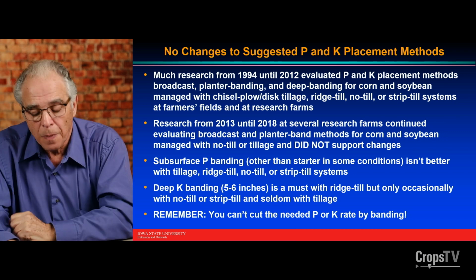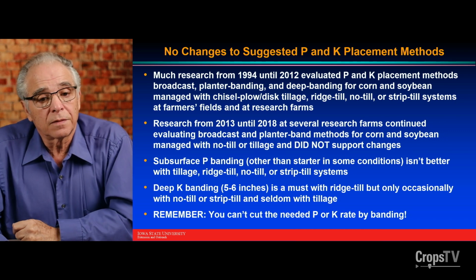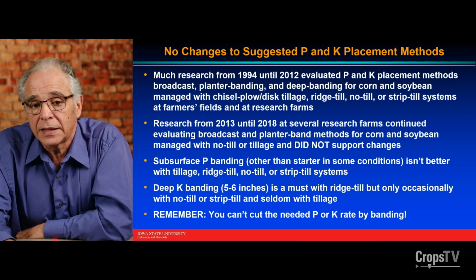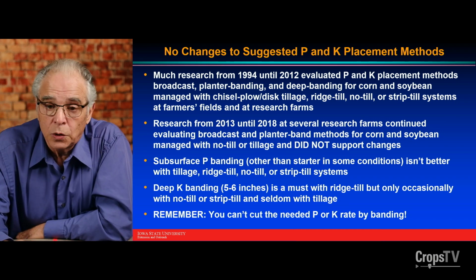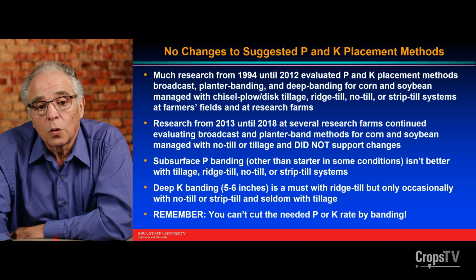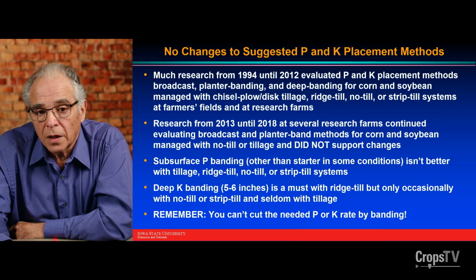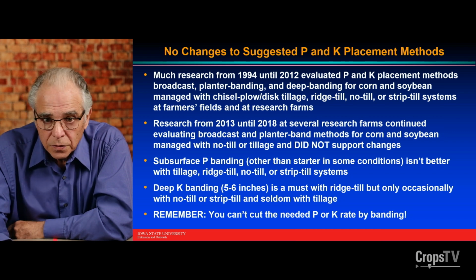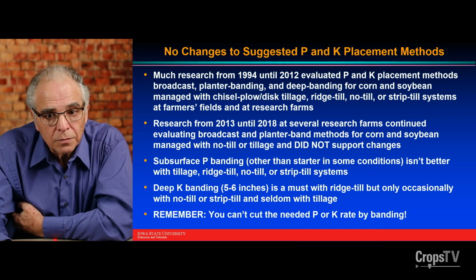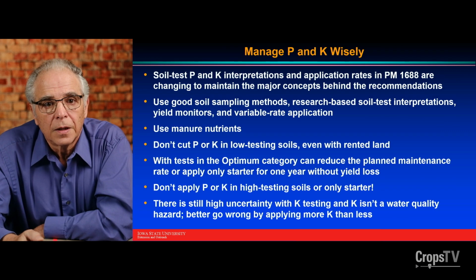And then remember that no matter what some farm magazines or some people say out there, you cannot cut the needed P or K rate by banding. Do not cut the rate for very low or low categories because you are banding. Of course, if you are applying P and K in high testing soils, yeah, you can cut all you want because you don't need anything anyway.